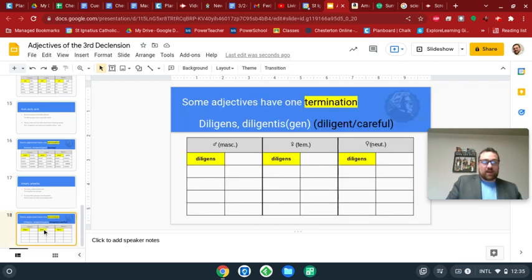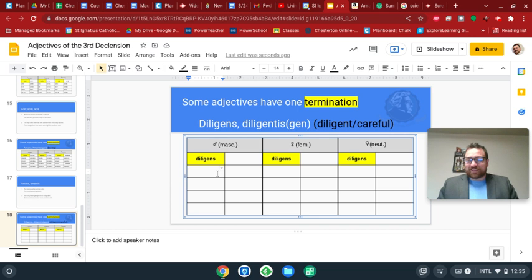And we have one more adjective of 1 termination. It's the adjective diligens, diligentis. And this comes from a verb also, the verb diligo. Diligo, diligas, diligat, diligamus, diligatis, diligant. And when we make an adjective out of it, it's diligens, diligentis. And it means diligent or it means careful. What does the verb mean then, if the adjective form means diligent or careful?